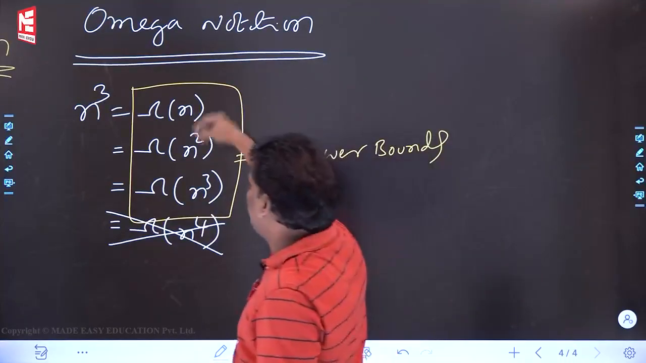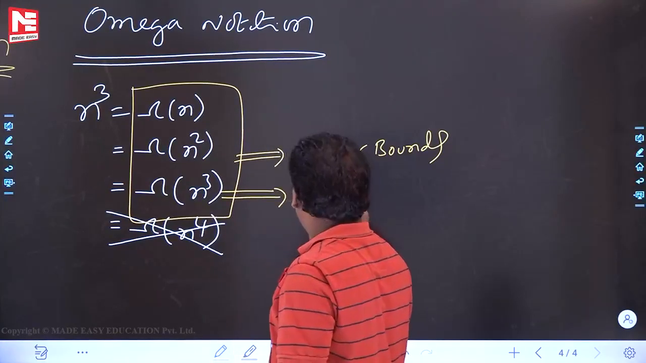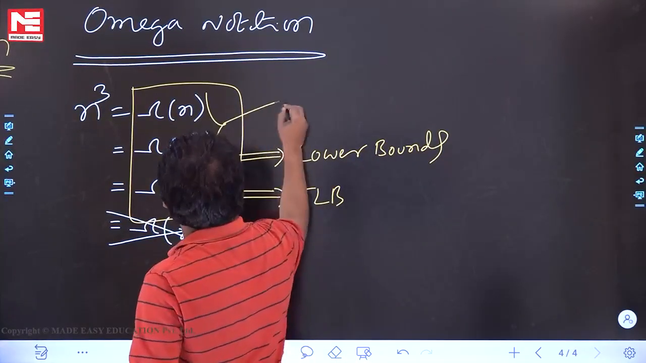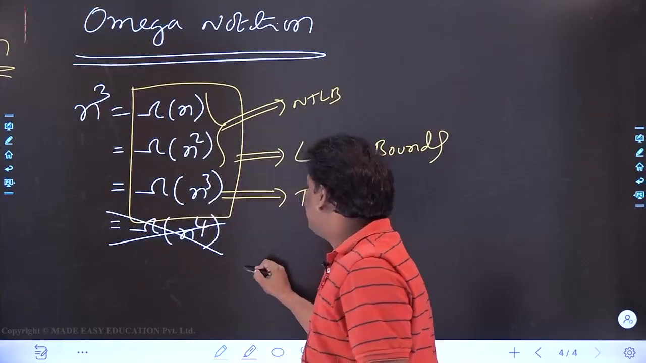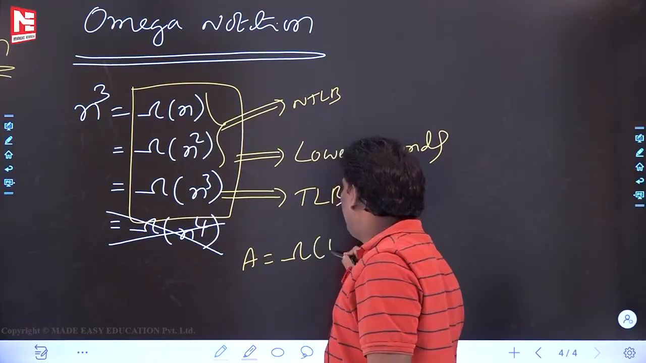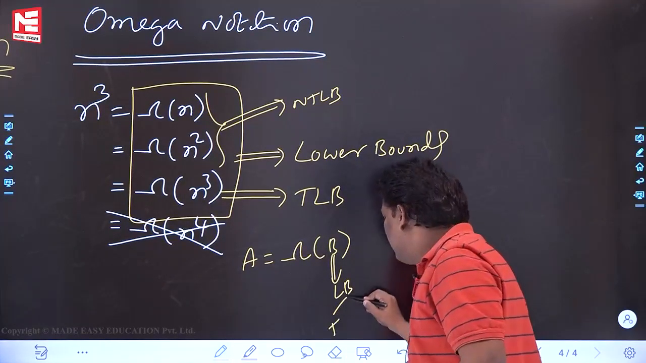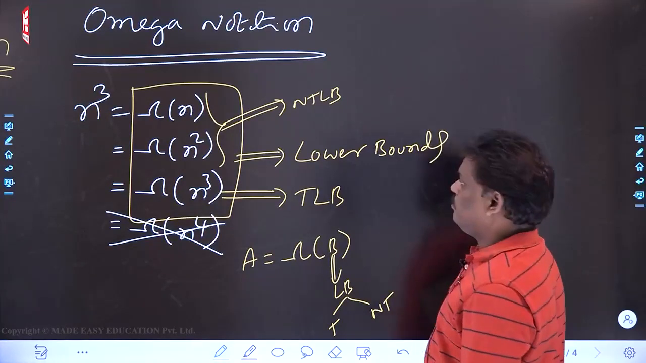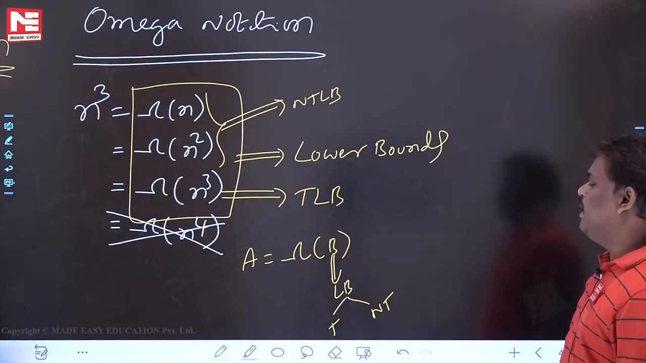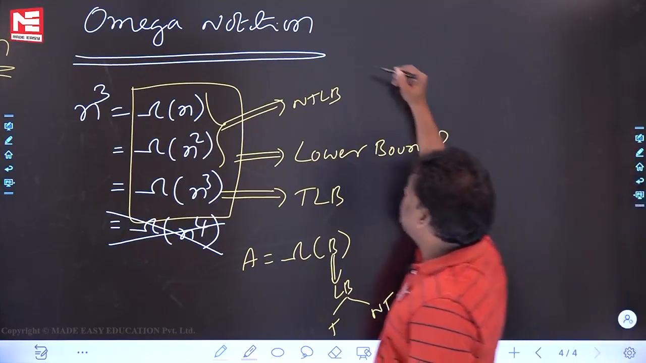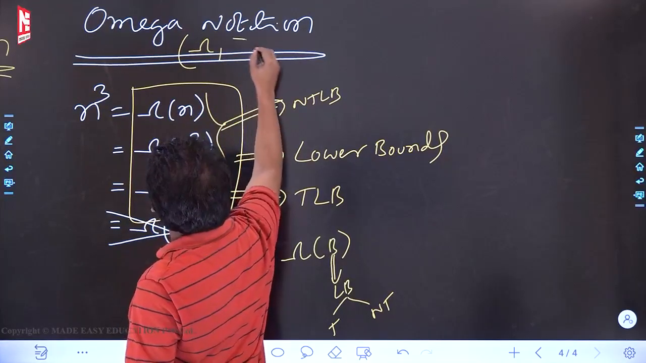Next, among all these lower bounds, the one which is equal to the actual answer is called the tightest lower bound. The other two are called not tightest lower bounds. What is the conclusion? A is omega of B. What is the meaning of B? B is a lower bound, which may be tight, may not be tight. In omega notation, the right hand side has a lower bound, which may be tight, may not be tight. What is the reason? Some people are asking.